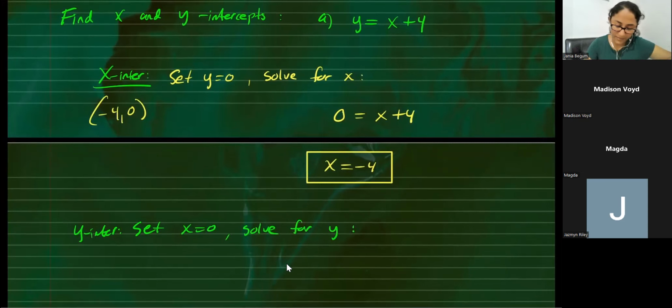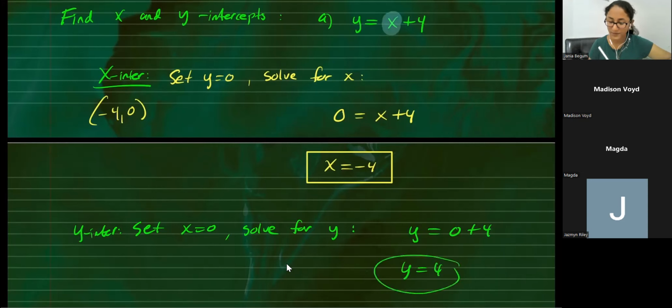And for the y-intercept, you're going to set x to 0 and solve for y. So I go back to my equation and I set x equals 0. So you'll have y equals 0 plus 4, which is y equals 4. There you go. So as a coordinate, x equals 0, y is 4. That's the y-intercept.